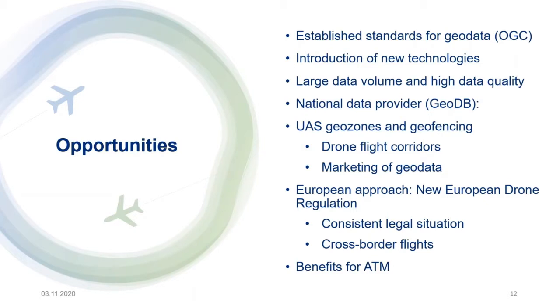UAS geozones can be provided by a national provider in the sense of use base. This also includes, for example, the data provision for geofencing or for explicit drone corridors where flight is permitted. And there is, of course, also the possibility to market precise geodata. The new European drone regulation creates a uniform legal framework that makes it easier, for example, to conduct cross-border flights, and we have, of course, benefits for ATM.